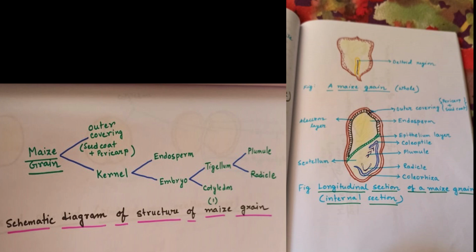And the next part of the maize grain other than the outer covering is the kernel. Kernel is composed of endosperm and embryo. As you already know, the monocot seed is an endospermic seed or albuminous seed, because the food for the embryo is stored in the endosperm. Most monocot seeds are endospermic, because food is not stored in the cotyledons like in dicot seed, it is stored in the endosperm.